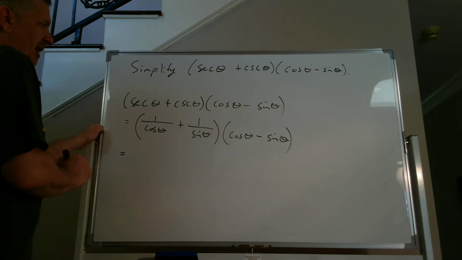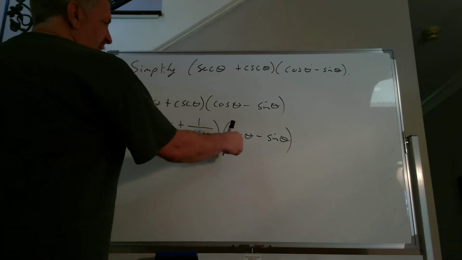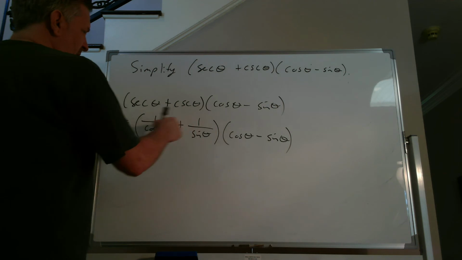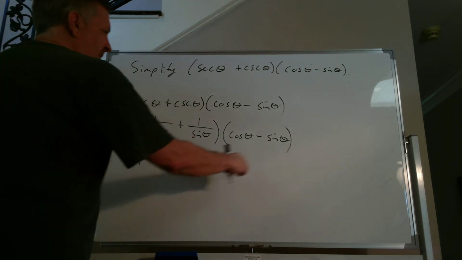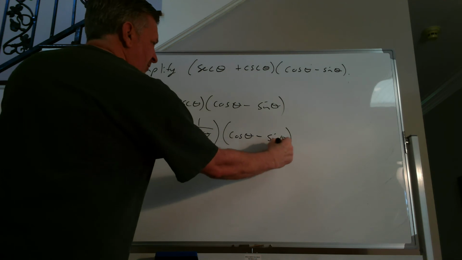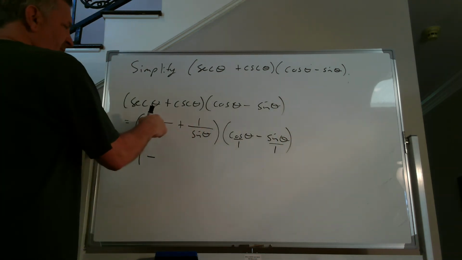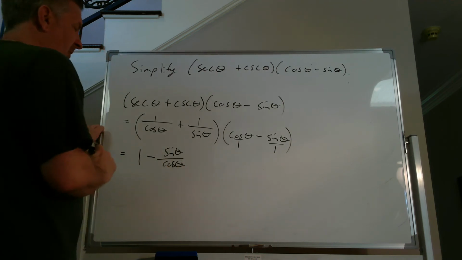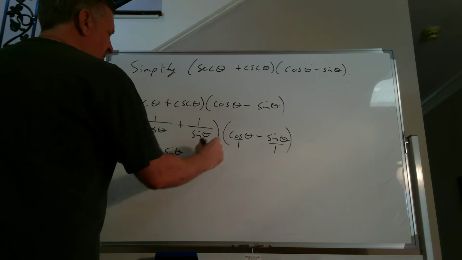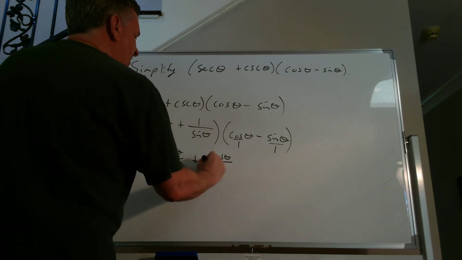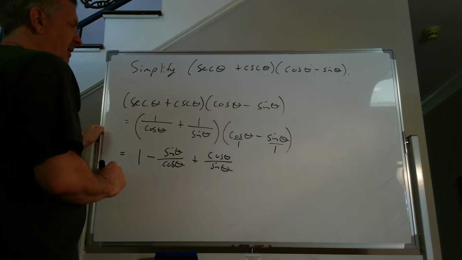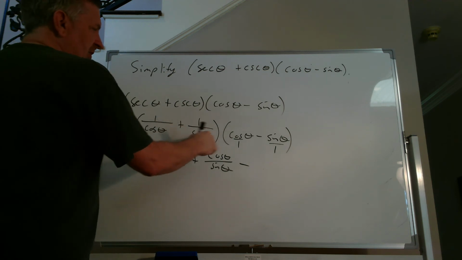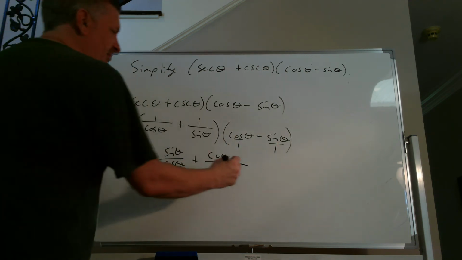Now let me multiply this out. So if you FOIL, 1 over cosine times cosine is 1. Right? Think of this as cosine over 1, the cosines cancel, you're left with 1. And if I do that to the outside, you get minus, think of these as over 1. Sine over 1 times 1 over cosine is minus sine over cosine. And then 1 over sine times cosine over 1, that's plus cosine theta over sine theta. And then if I do that times that, it's a minus times a plus, minus. 1 over sine times sine over 1, well that's sine over sine, which is 1.